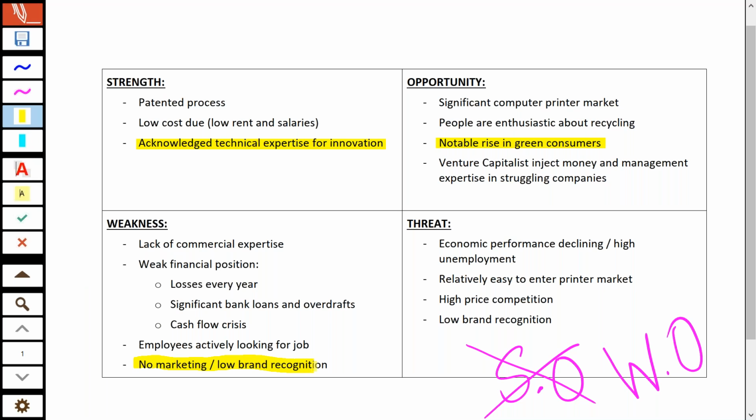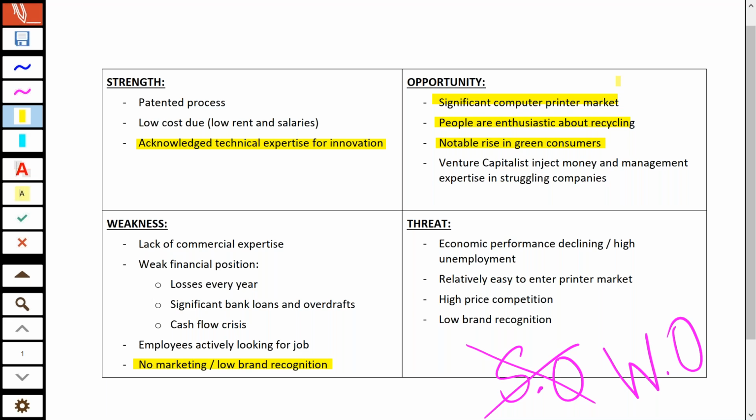So for example, one of the weaknesses: no marketing or low brand recognition. If I fix this, so people are enthusiastic, or you can say there's a significant computer printer market. So I need to fix my marketing. If I improve my marketing, if I create some kind of branding, I would be able to tap into the significant computer printer market, or the growing demand. People are enthusiastic about recycling. So the only thing I need to do is improve my marketing in order to increase my revenues and market share. As simple.